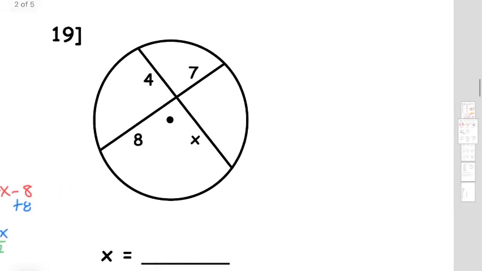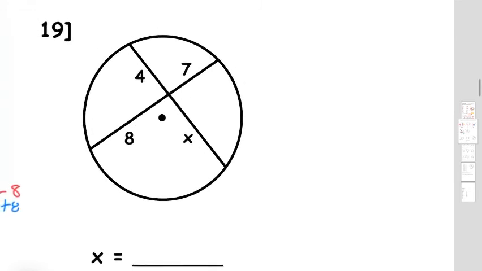So moving on to 19. Here we have 2 chords. So here's one of the chords. And here is the second one. And so to solve for x, we got to set up our equation.